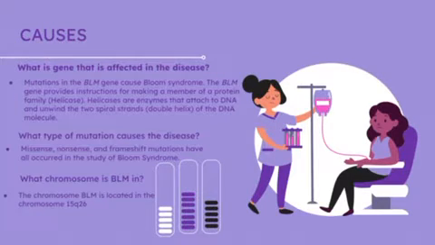What type of mutation causes the disease? Missense, nonsense, and frameshift mutations have all occurred in the study of Bloom syndrome. What chromosome is BLM in? The BLM gene is located on chromosome 15q26.